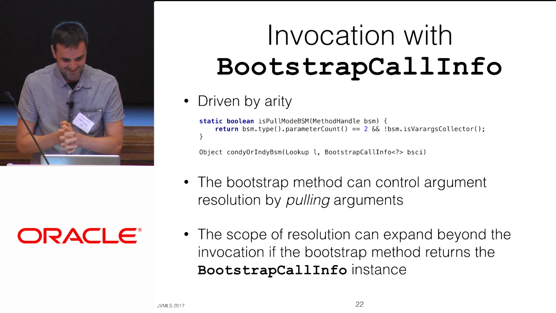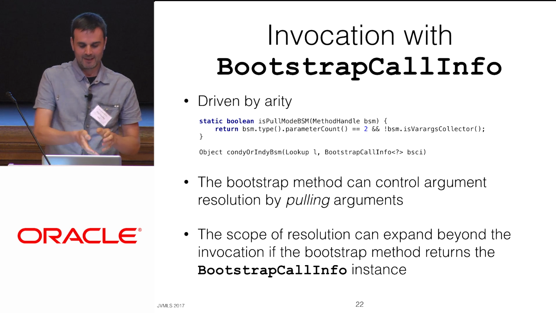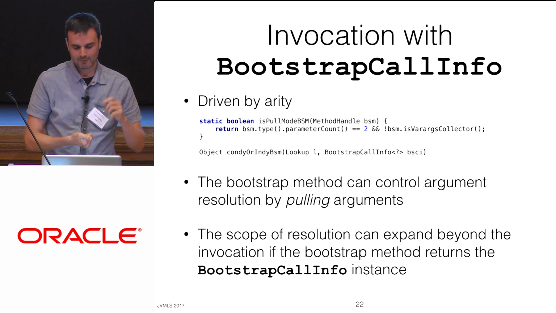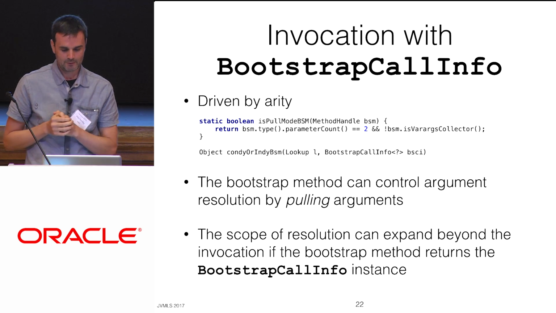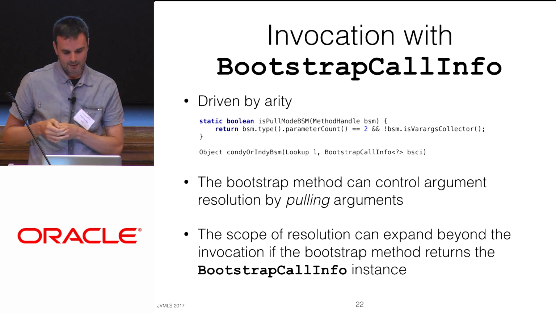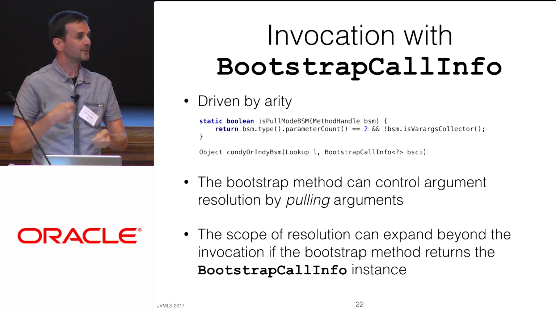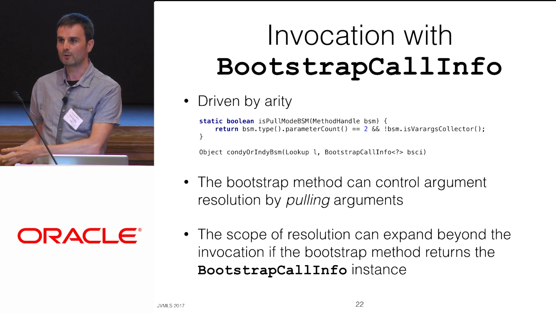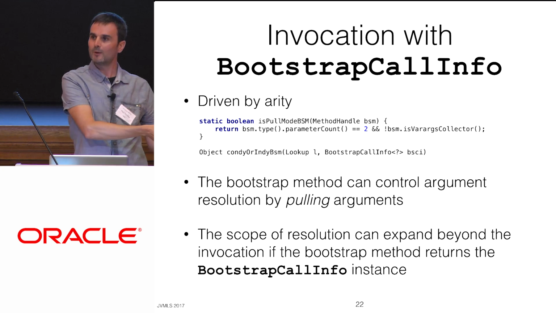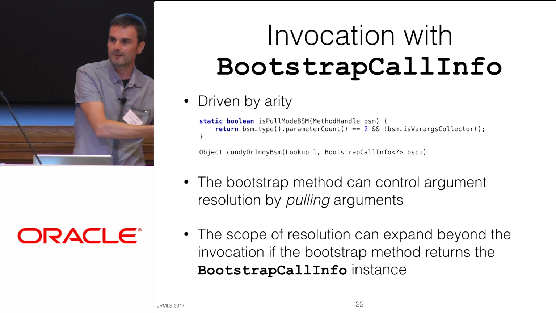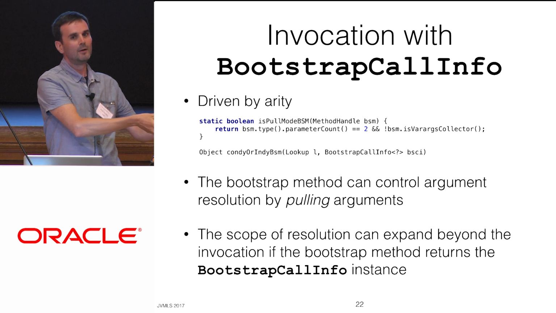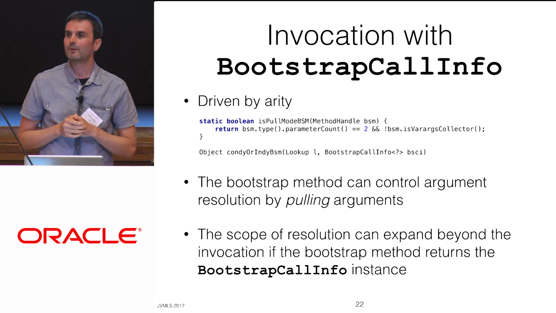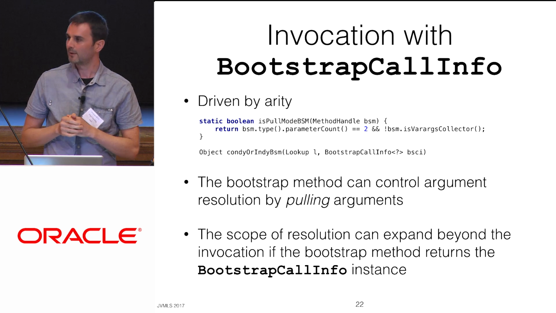Can I speed up? It's driven by arity. The example here is pull BSM mode. We look at the parameter count, it's 2, and it's not a var args. That's essentially the trick of what we're doing here. And we pull, and the scope of resolution can be expanded beyond the method call. We could return the BootstrapCallInfo in something we're returning in our constant, which then can do the work later on. So we're going beyond the scope of the actual Bootstrap method call here in terms of resolution, which is maybe quite an interesting thing to control.